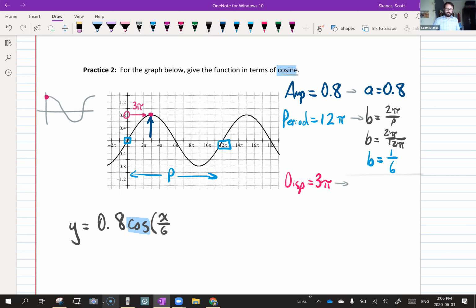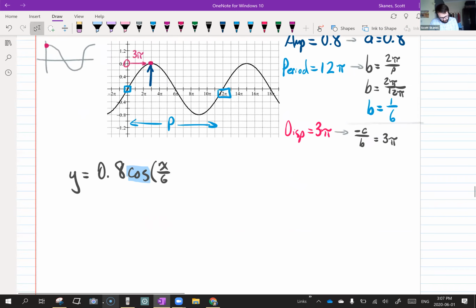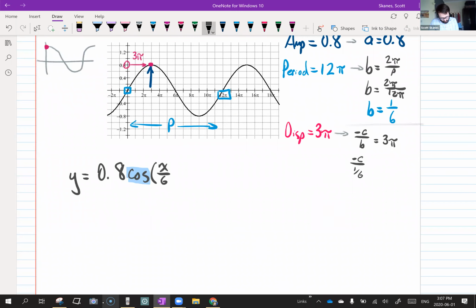I'm going to do c the old-fashioned way, because some students get confused. Negative c over b is the displacement. That means negative c over 1 over 6 is 3 pi. Negative c is then 3 pi times 1 over 6, or in other words, pi over 2. Negative pi over 2. So whichever way makes you happy, you do that, okay? You find the method that works for you by doing the practice, and you should have no issue doing this.